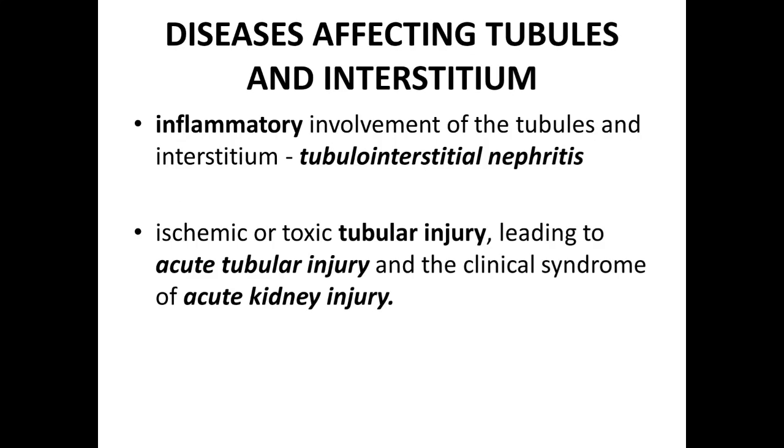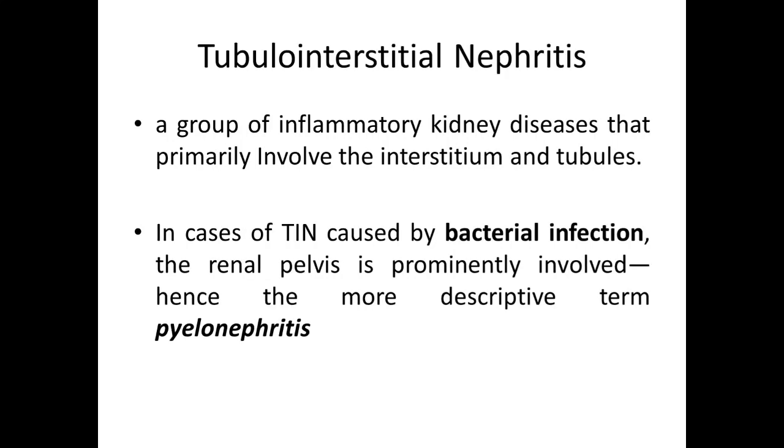And the next pattern is diseases which affect tubules and interstitium. So inflammatory involvement of the tubules and interstitium will be tubular interstitial nephritis, and ischemic or toxic tubular injury, which leads to acute tubular injury and the clinical syndrome of acute kidney injury. You know, guys, that pathology of the kidney is organized into 4 anatomic categories. So diseases of the glomeruli, of the tubules, interstitium, and vessels. So we spoke about glomeruli, we spoke about vessels, and right now we will speak about tubules and interstitium.